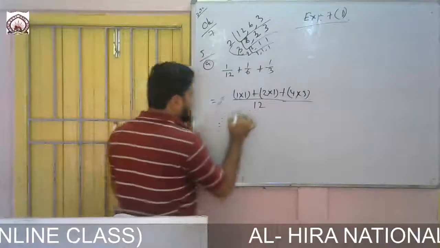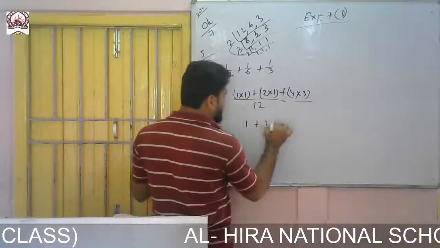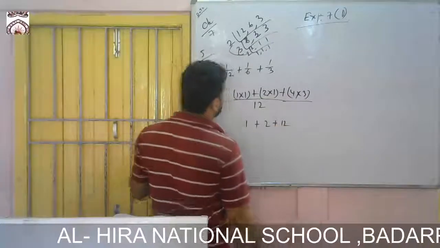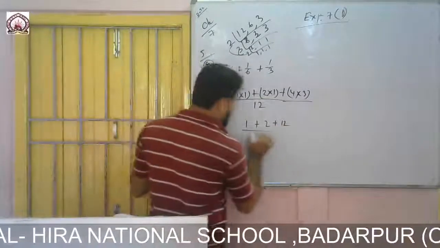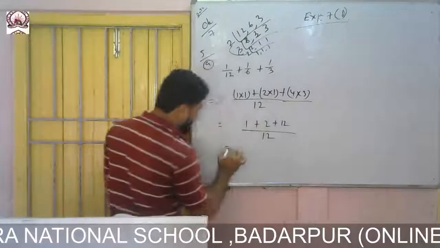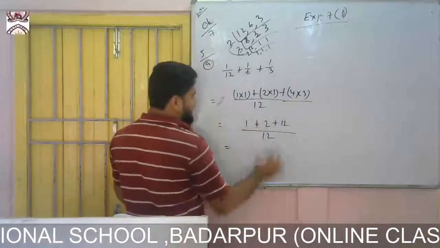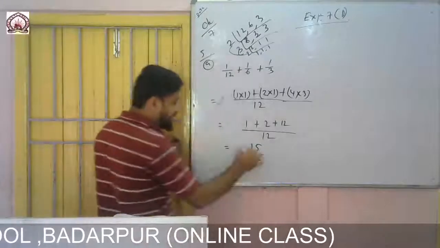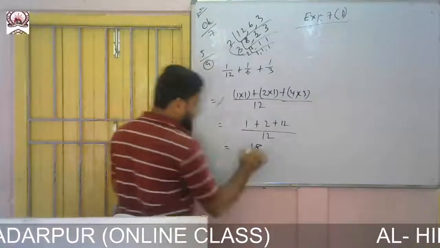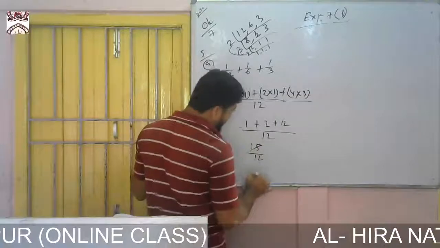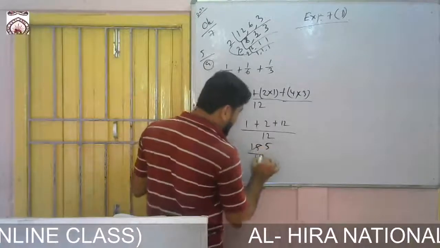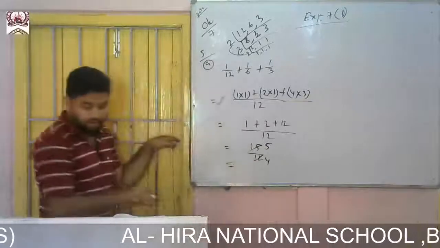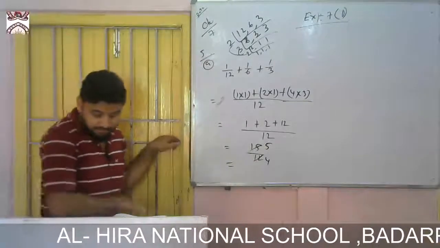Now 1 plus 2 plus 4 into 3, which is 12. Now if you add, then you will get the answer. So 1 plus 2 is 3, 3 plus 12 is 15, 15 by 12. Now you can cancel this to the lowest term. 15 divided by 3, 3 5s are 15, 3 4s are 12. It is 5 by 4.